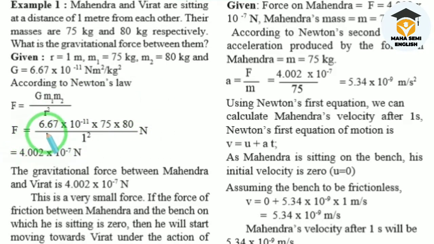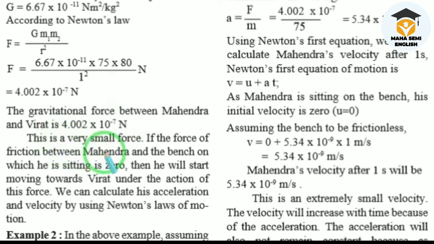F is equal to 6.67 into 10 raised to minus 11 into 75 into 80 divided by 1 square. So 1 is the r, that is distance, and we know 1 square is equal to 1. So by solving this we can get F is equal to 4.002 into 10 raised to minus 7 Newton. So the gravitational force between Mahendra and Virat is 4.002 into 10 raised to minus 7 Newton.